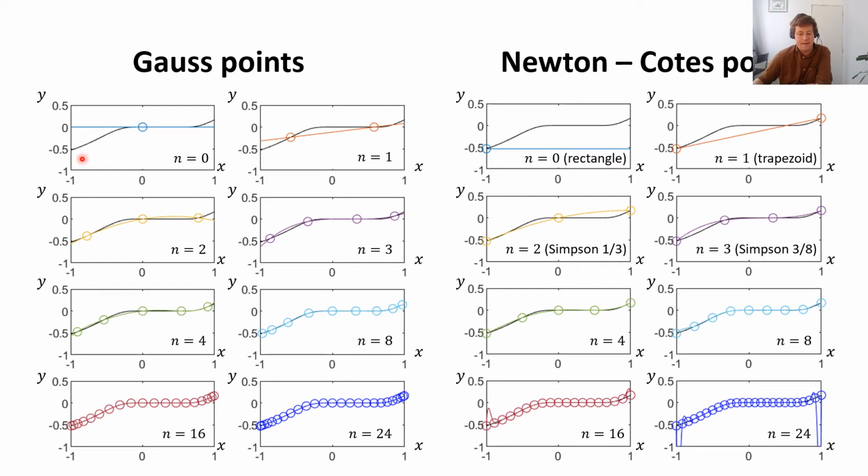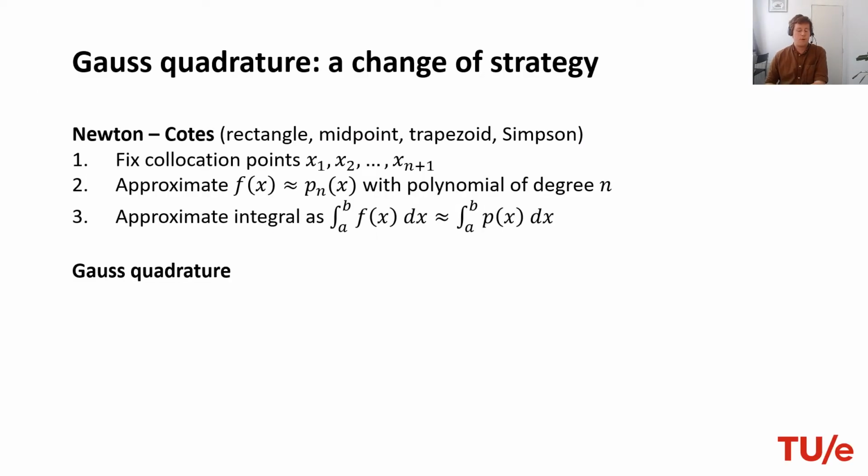So the idea is that we not only try to approximate the function with a polynomial. No, we will also try to find the optimal points in the interval where we can evaluate that function. And that is the whole idea behind the Gauss quadrature rule. So Gauss quadrature is really a change of strategy.